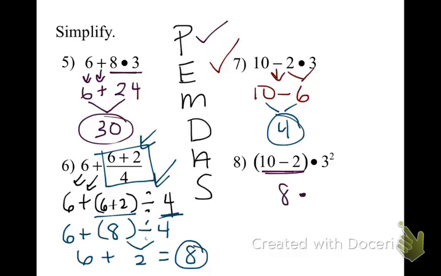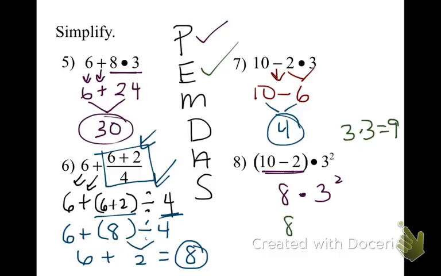I have a multiplication sign, and then my 3 to the second power. Now, do I have any exponents? Yes, I do. I have this 3 squared. What's 3 squared? It's actually 3 times 3, which will give me 9.